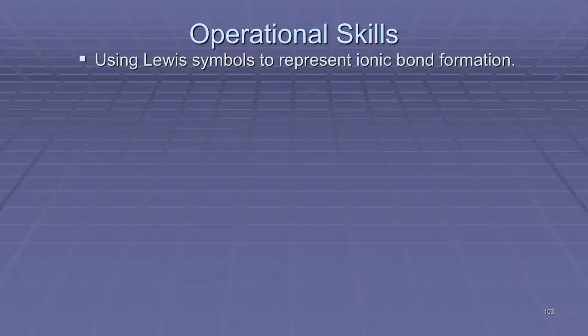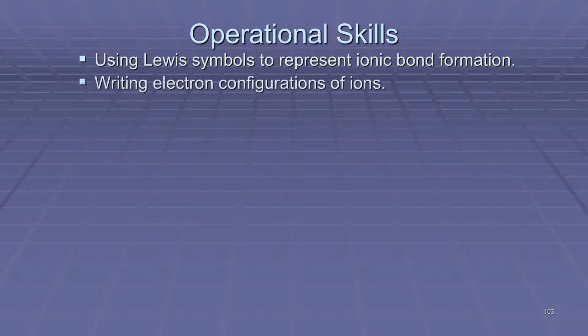All right, so what should you be able to do in this chapter? Well, you should be able to use Lewis symbols to represent ionic bond formation. So showing sodium with 1 electron, chlorine missing an electron, then showing the transfer of the electron over, and finally showing the ions on the other side. I think a few slides back, you'll see that we did that with magnesium and fluorine.